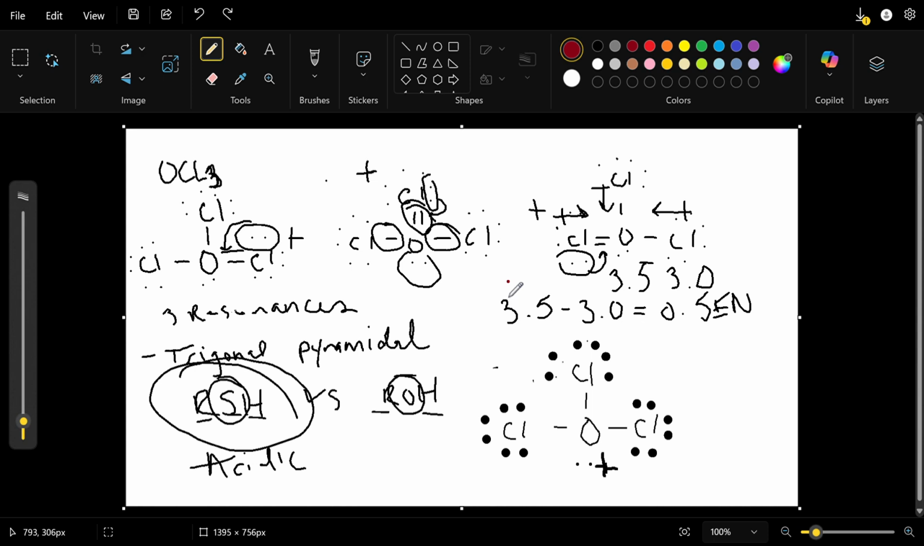So when I checked the periodic table, I did not see any element that was in group 5, period 3. So I assumed that there was no other element that would go with three chlorine and one oxygen.